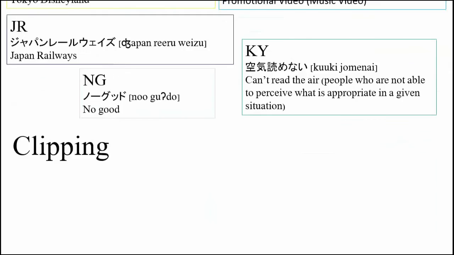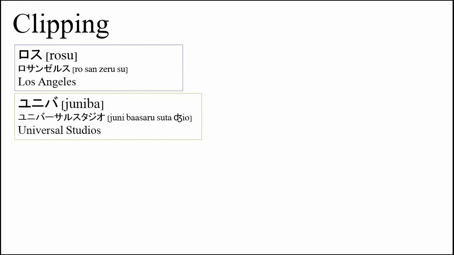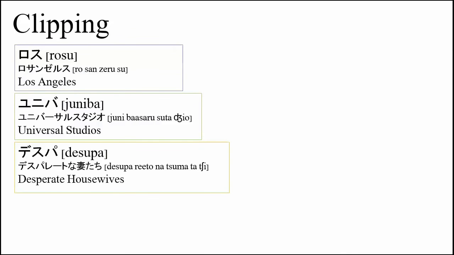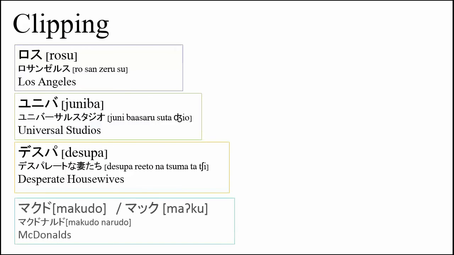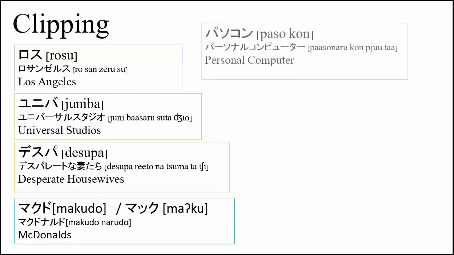And finally, we have clipping. Clipped words are also very commonly used in Japan. Rosu, short for Los Angeles. Univa, short for Universal Studios. Despa. This is actually short for Despereto na tsumatachi, which is desperate housewives. Makudo, or Makku, is short for McDonaldo, McDonald's.